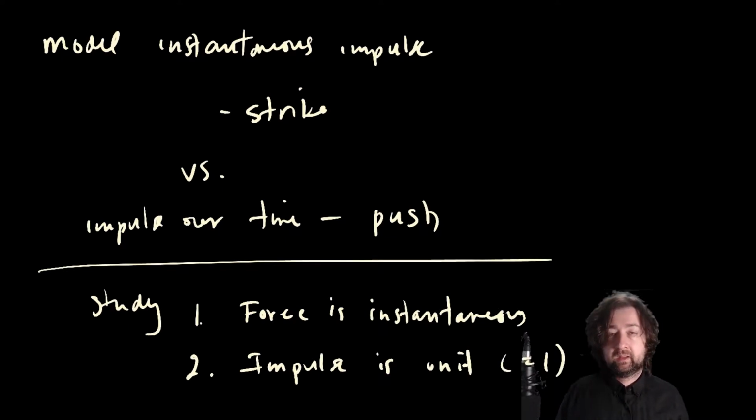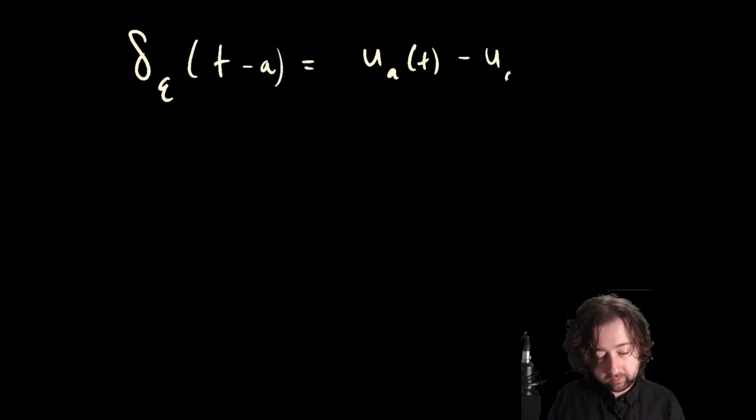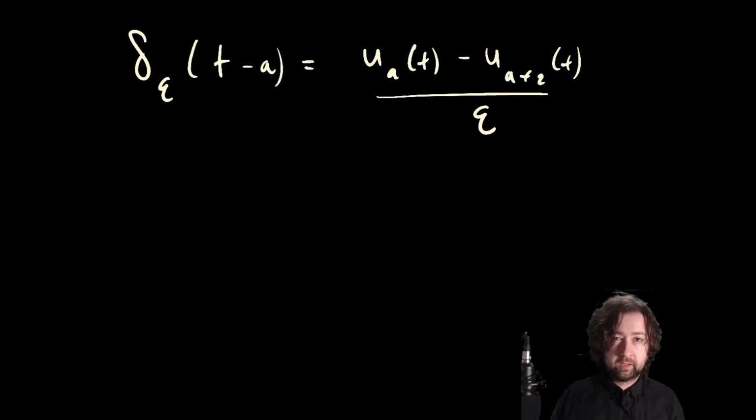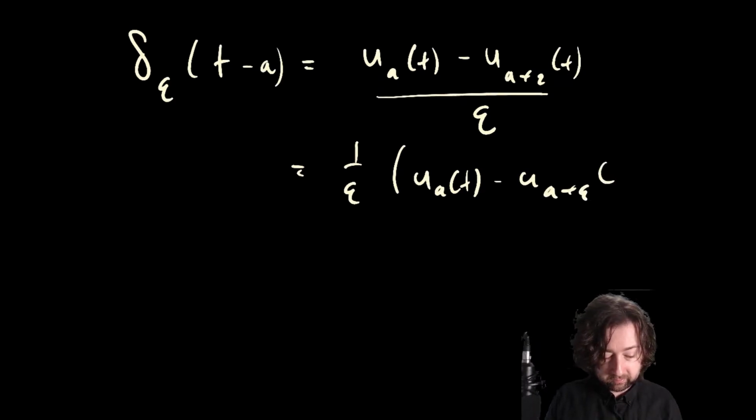Okay. So to define the family of functions that we're going to use to study this, we're going to use the unit step functions from the previous chapter. So let's define a function as follows. We're going to call the function delta epsilon of t minus a to be equal to u_a of t minus u_{a plus epsilon} of t, divided by epsilon, which is really secretly just 1 over epsilon times u_a of t minus u_{a plus epsilon} of t.